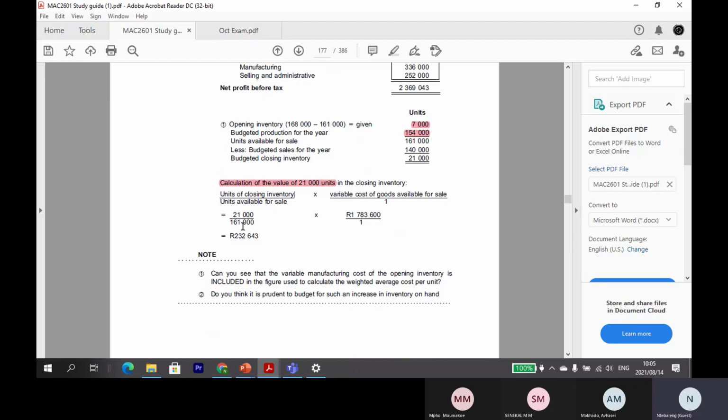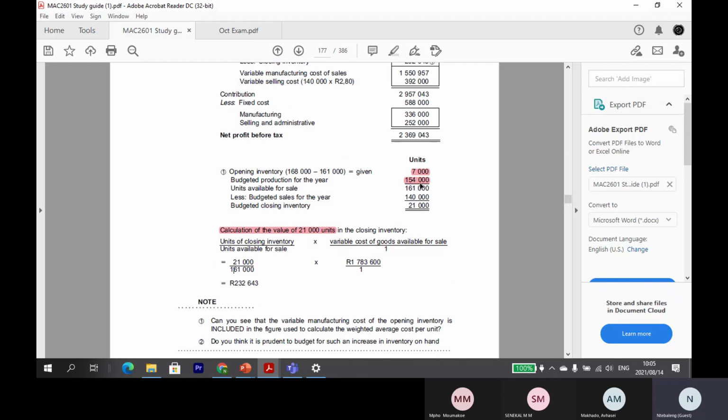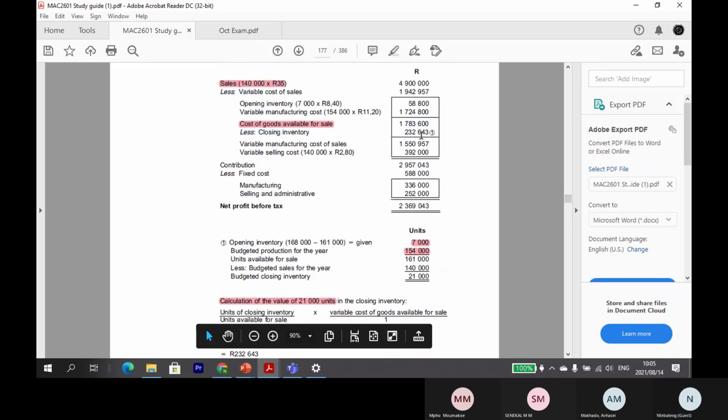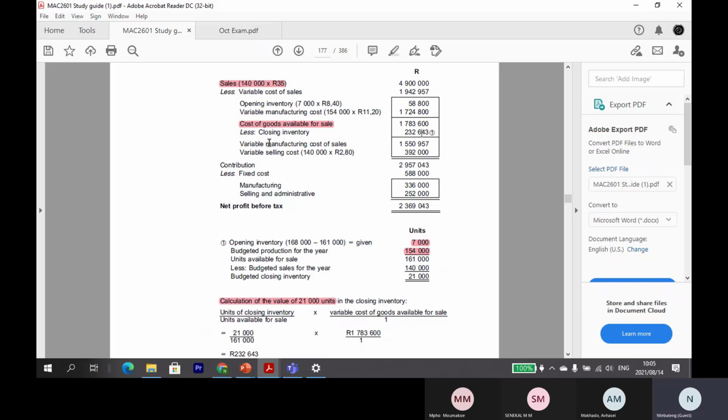It's like apportioning, if you think about it. You are apportioning the cost of goods available for sale. So you're taking 21,000 over the units available for sale, which you just determined here, 161. You take that ratio, you multiply it against your variable cost of goods available for sale, because you are trying to get a portion of that value. Then your value is 233, which is this one. So that's your closing.